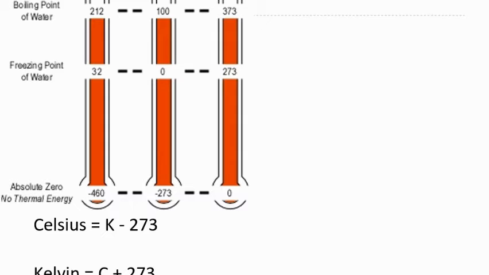Now, because Kelvin measures this molecular motion, you can't get any less than not moving. So that's why you can't have a negative Kelvin value. If you calculate a negative Kelvin value, either I've given you a bad problem or you made a mistake.